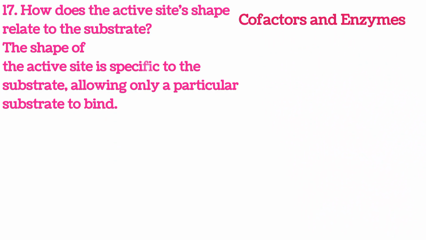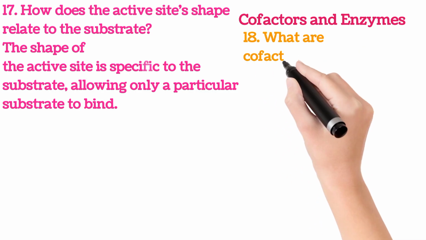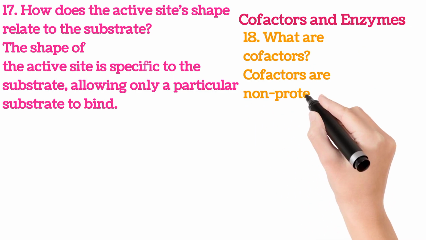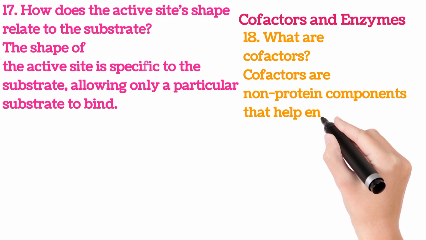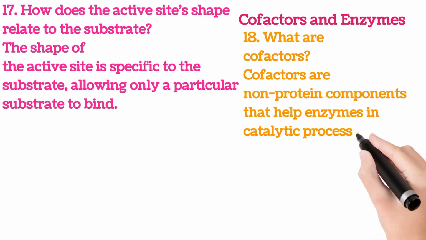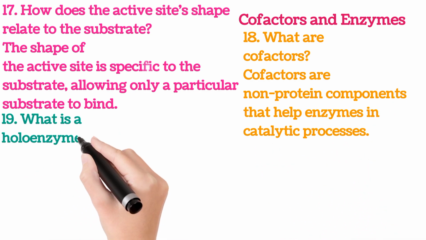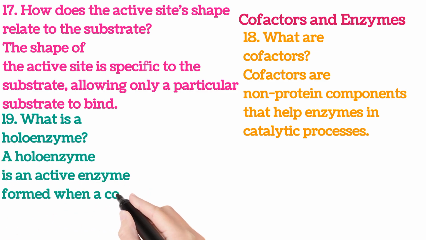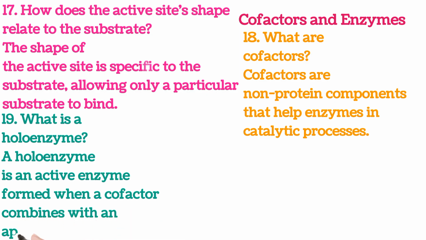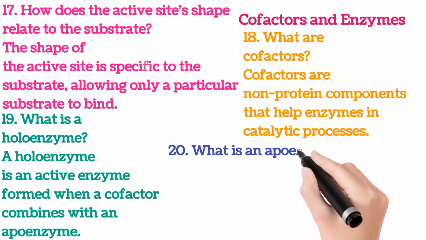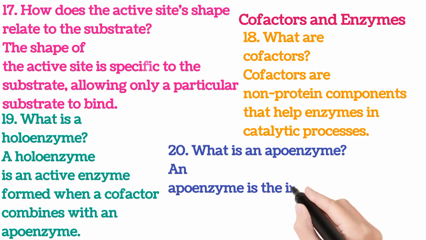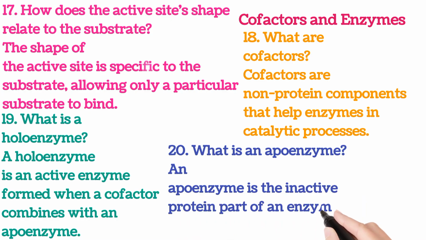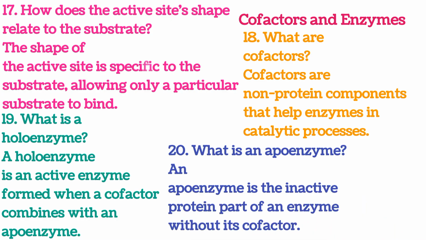Cofactors and enzymes. 18. What are cofactors? Cofactors are non-protein components that help enzymes in catalytic processes. 19. What is a holoenzyme? A holoenzyme is an active enzyme formed when a cofactor combines with an apoenzyme. 20. What is an apoenzyme? An apoenzyme is the inactive protein part of an enzyme without its cofactor.